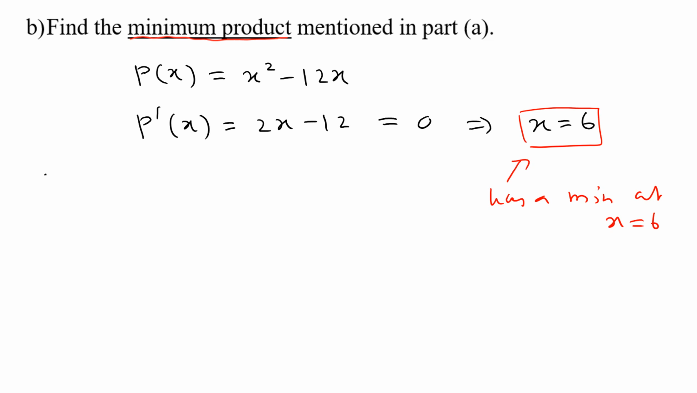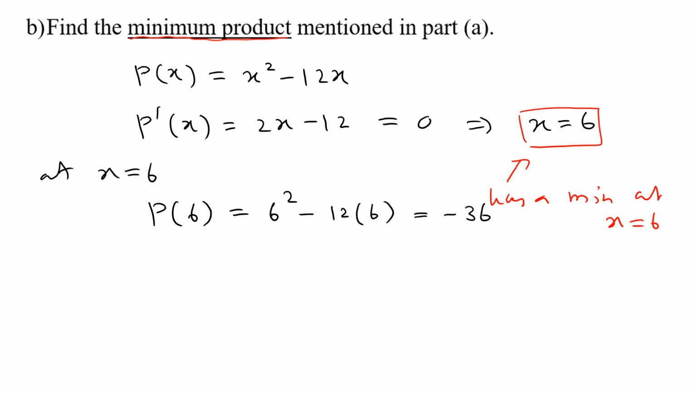So at x equals 6, we get P of 6, which is equal to 6 squared minus 12 times 6. So what do you actually get? You're going to get negative 36. So negative 36 is the minimum value. So we can write it now: the minimum is negative 36 when x equals 6. And what is the y value? Let's try to find the corresponding y value.